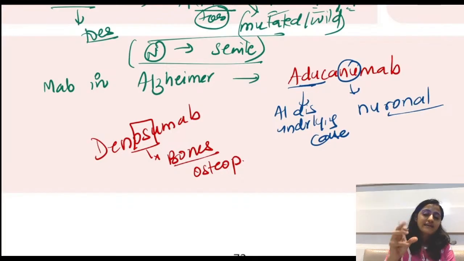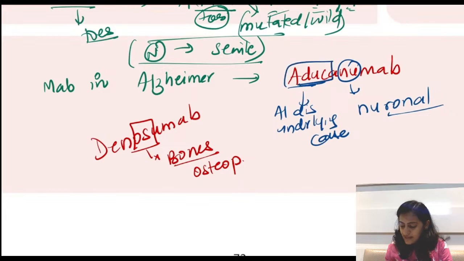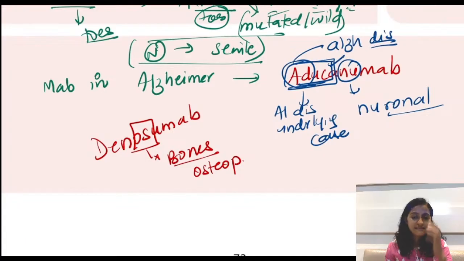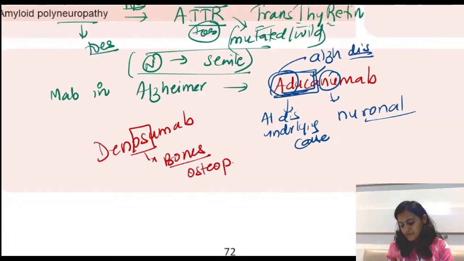So basically the underlying cause is beta amyloid accumulation. This goes and binds there. So remember, this is aducanumab. Alzheimer's disease underlying cause is what it is acting on. Okay, so that is aducanumab. Remember, AD helps you to remember this is used in Alzheimer's disease.